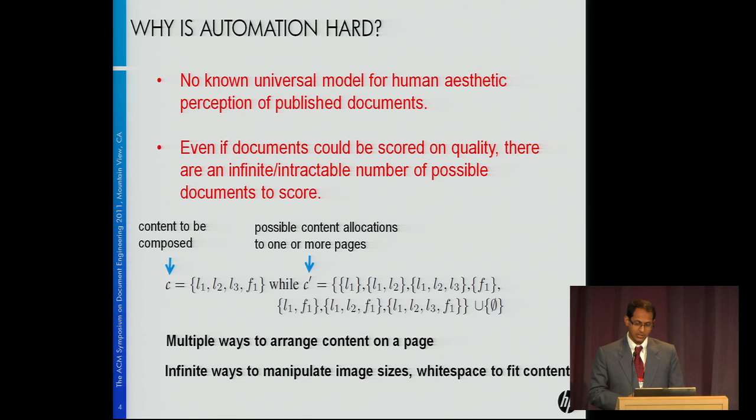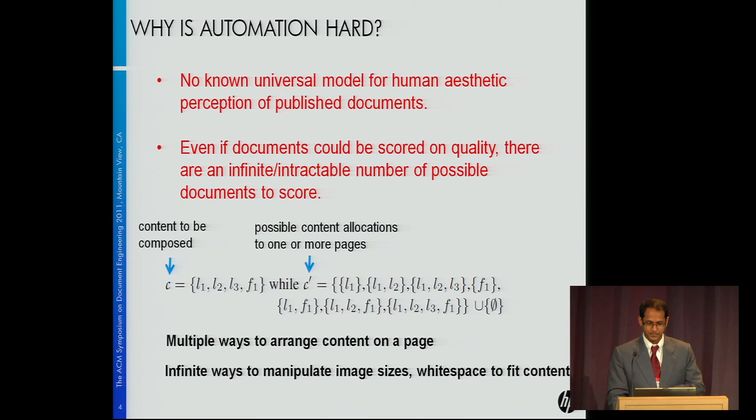So for each of those allocations that are possible, you have multiple ways to arrange content on the page. You can put the figure on the top, figure on the side, off to the left, and so forth. And for each of these possibilities, there's an infinite way to manipulate image sizes. Image can be a little bit smaller, a little bit bigger. The white space can be a little bigger and smaller. What do we do? So essentially, you can see even for this case, technically, there's an infinite number of possible variations on layout.